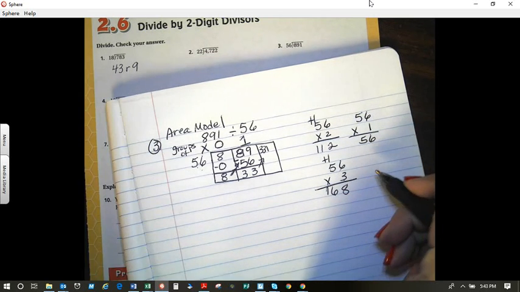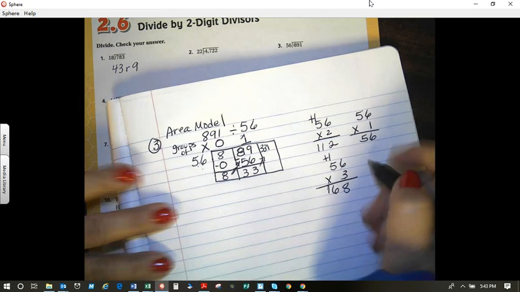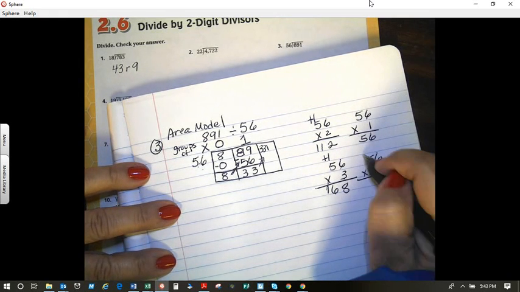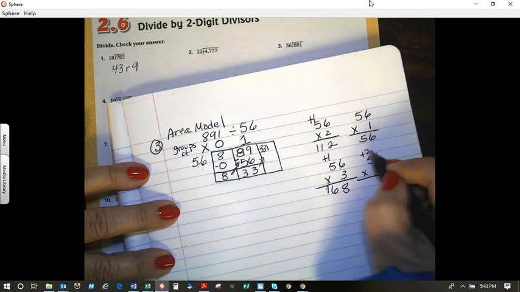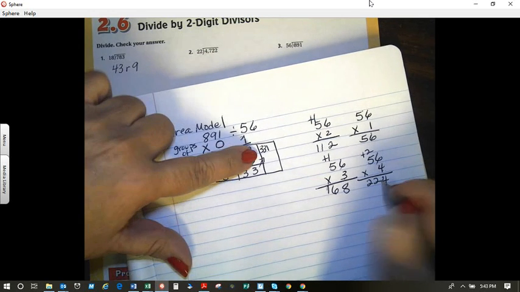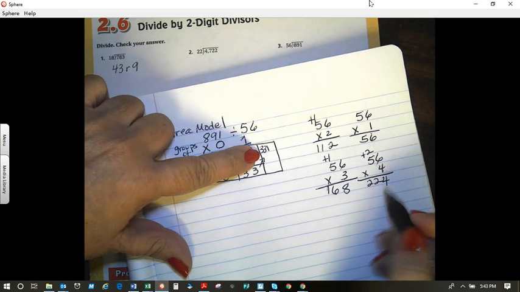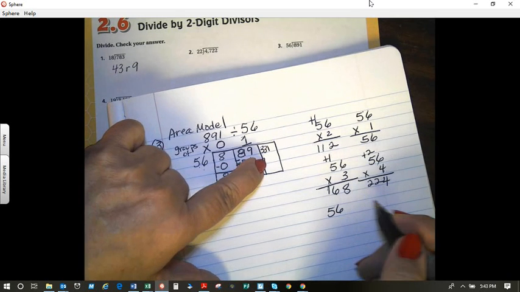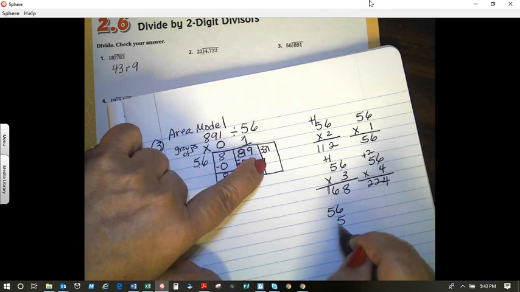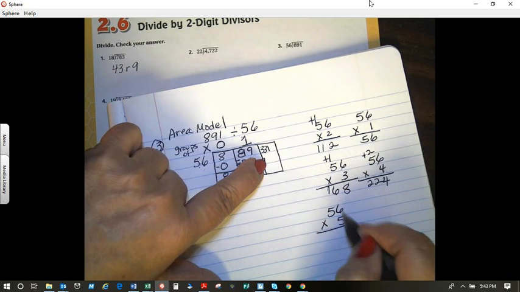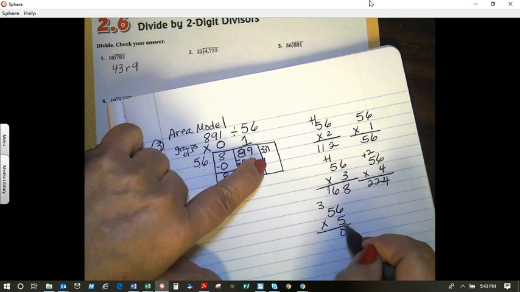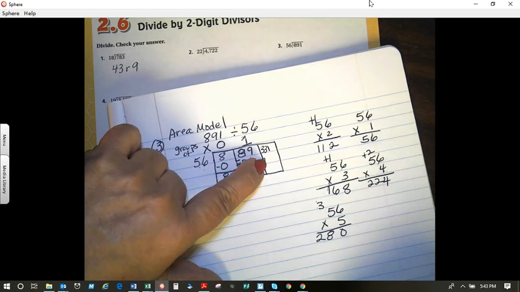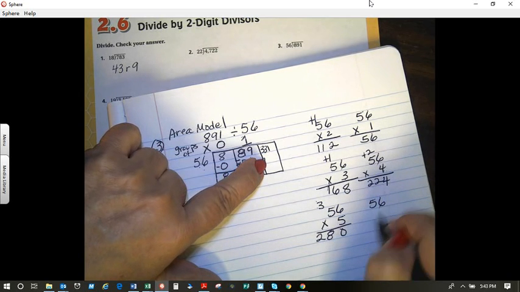I can keep going. 56 times 4. Oh, 4 times 6 equals 24. 4 times 5 is 20, plus 2 is 22. Still smaller than 331. I can keep going. So how many more groups of 56 can go into 331 without going over? Let's look at 5 groups of 56. 5 times 6 equals 30. Regroup it. 5 times 5 is 25, 26, 27, 28. I'm getting pretty close. So let me do one more group.